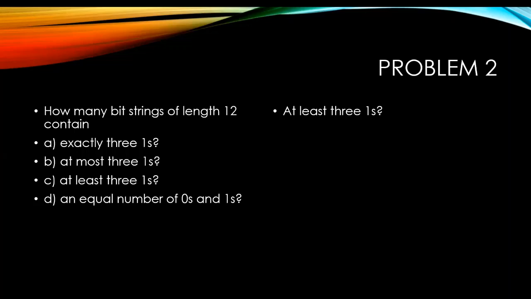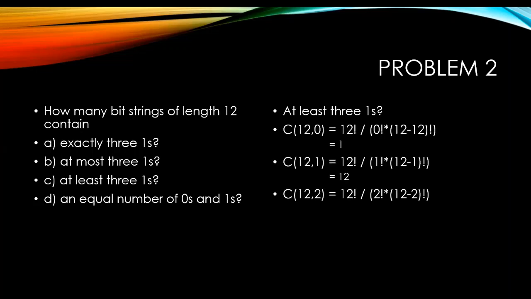Okay, so we already solved the zeros of 1s, 1 of 1s, and 2 of 1s in our pattern. So we have 1, 12, 66. Now the problem is the number of patterns for 12 bits. So we could easily solve it using the product rule. So for the first position, how many patterns could we have? 2. Second position, 2. Third position, 2, until up to 12.